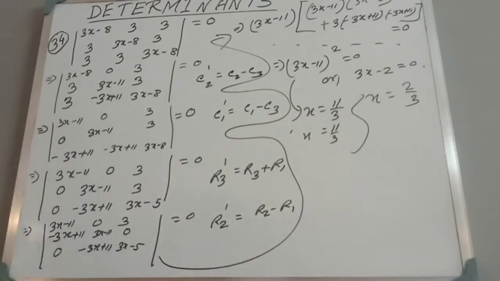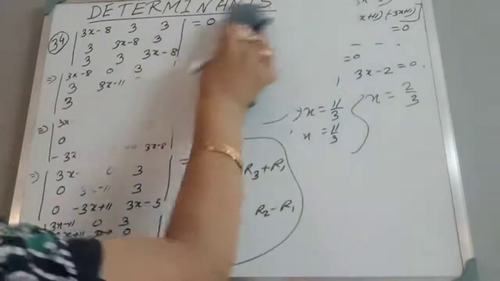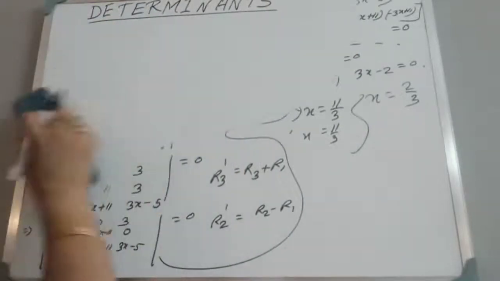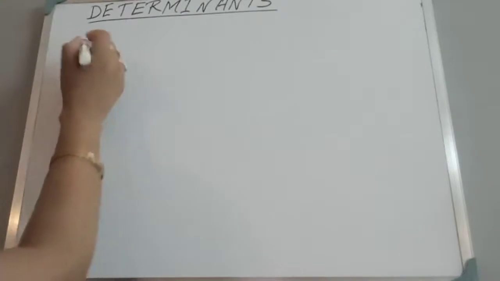Now let us do some more sums. If you want, you can copy this from the board. Next, sum number 37. Let me rub the board. We are doing all the sums from the determinants chapter.